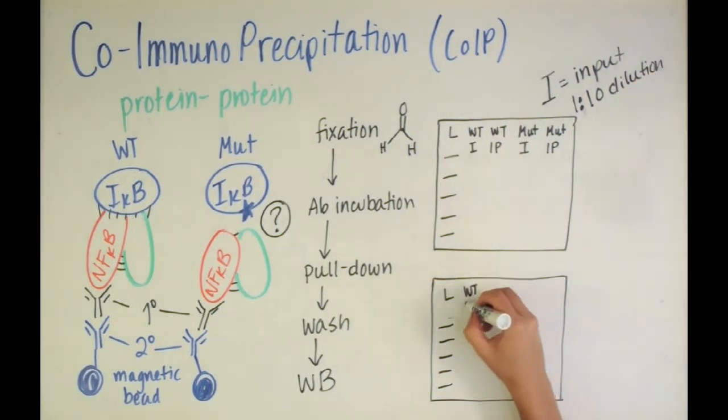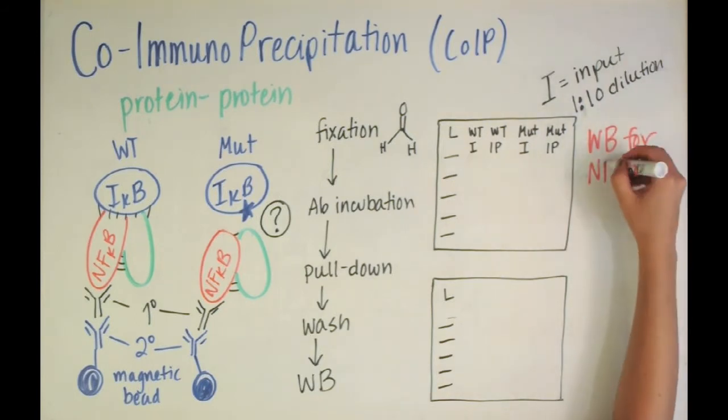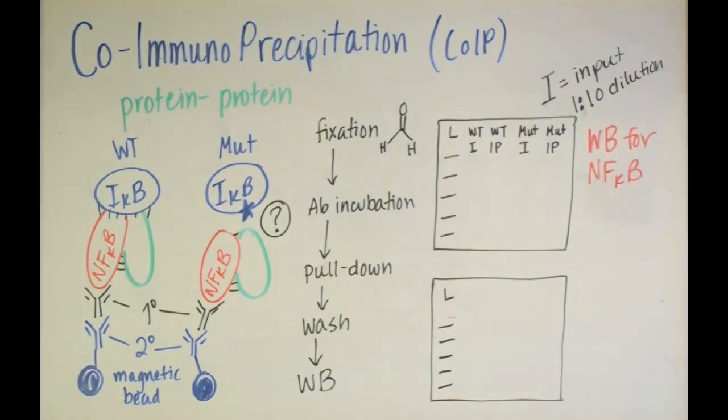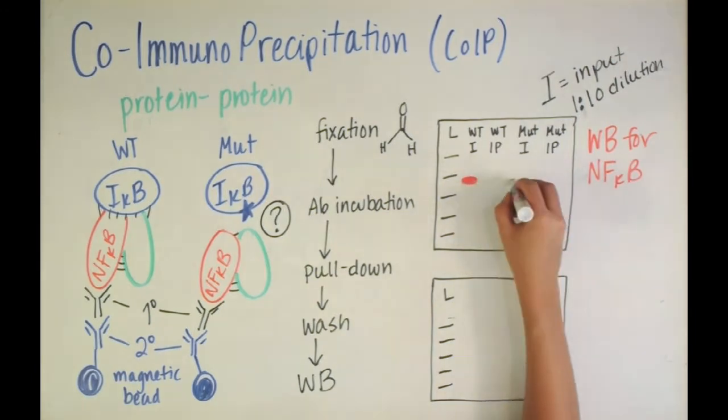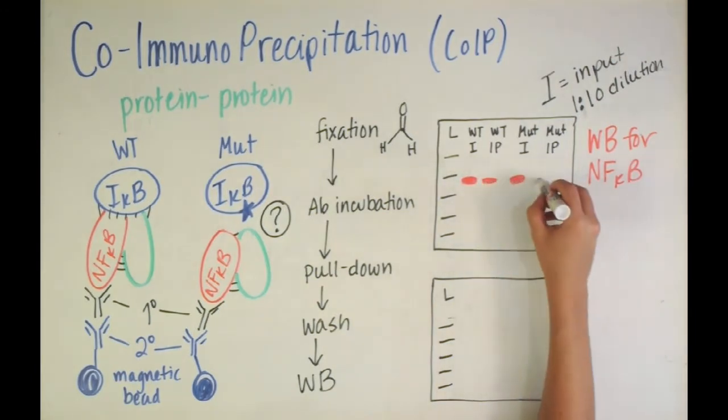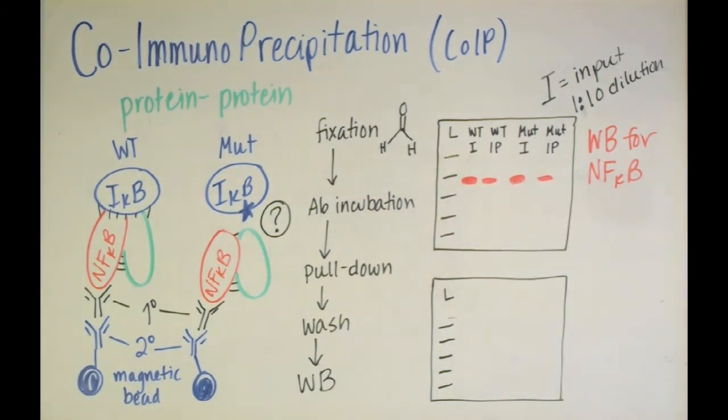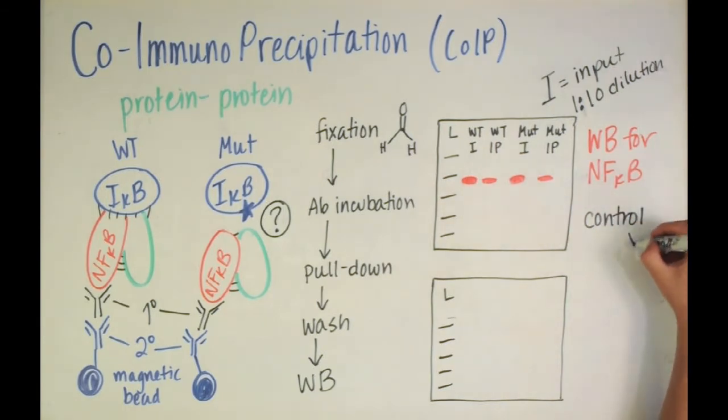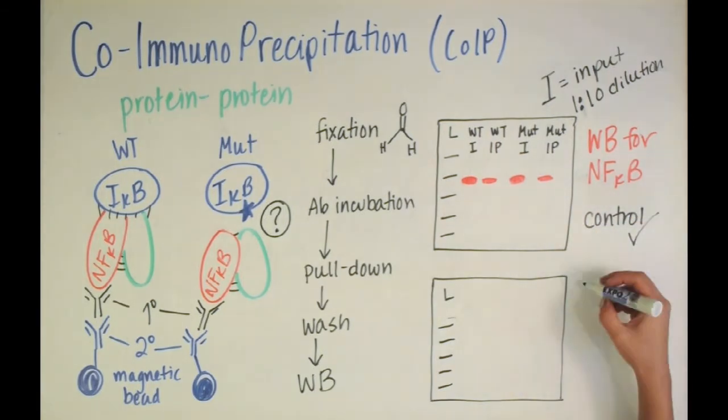Now that we've run and transferred our samples, what protein should we probe for? Since the primary antibody in the IP was against NF-kappaB, a good place to start is with NF-kappaB. We would expect both samples to contain it, showing that the primary and secondary antibodies worked as expected.